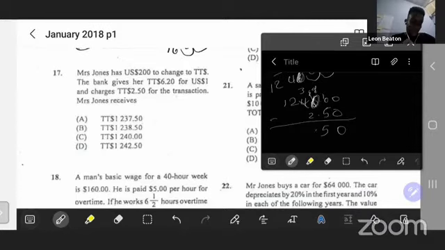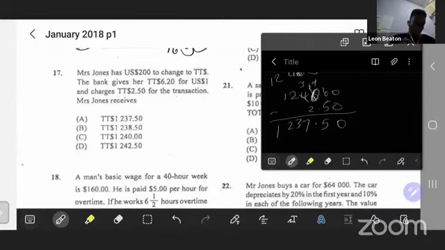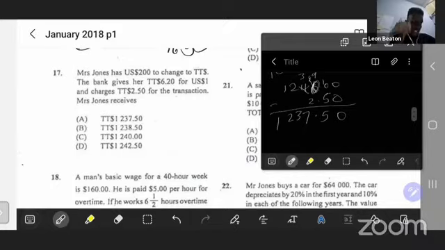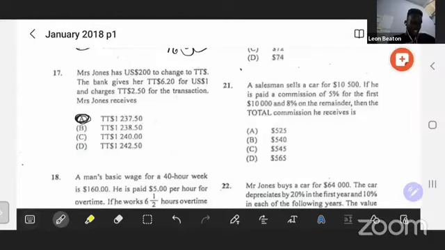9 from 2 will be 7. And this will be 3, 2, 1. So you have $1,237.50, which is A. So you have to do some work there for that question.